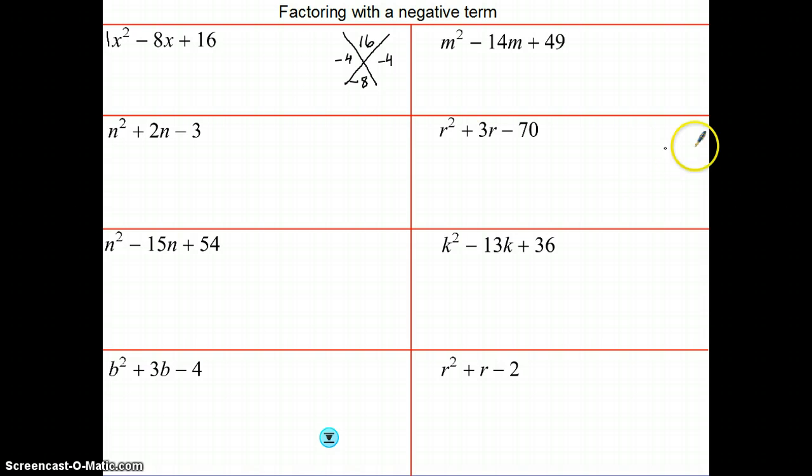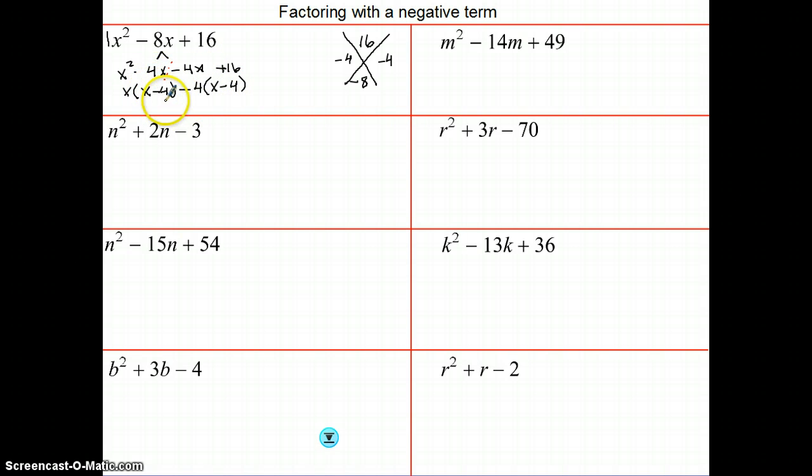Now I rewrite my middle term of -8x as -4x minus 4x. So x squared minus 4x minus 4x plus 16, and I factor by grouping. From the left, I see a greatest common factor of x. When I factor that out, I'm left with x minus 4. From the right, I bring down this negative, and between 4 and 16, there is a greatest common factor of 4. Now I'm factoring out a -4. So my x becomes positive and my 16 becomes -4.